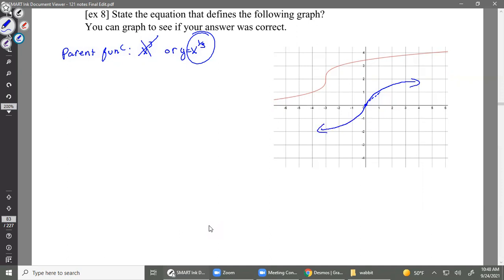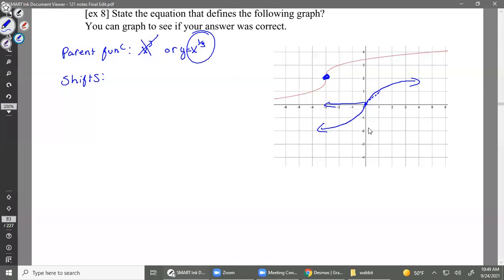Okay, so now I'm going to write down my shifts. And how was it shifted? Yeah, it was shifted over to the left 3. And what I'm doing is I'm looking at that 0, 0, and I'm finding that point on the x cube and seeing where it moved. So it shifted over left 3, up 2.